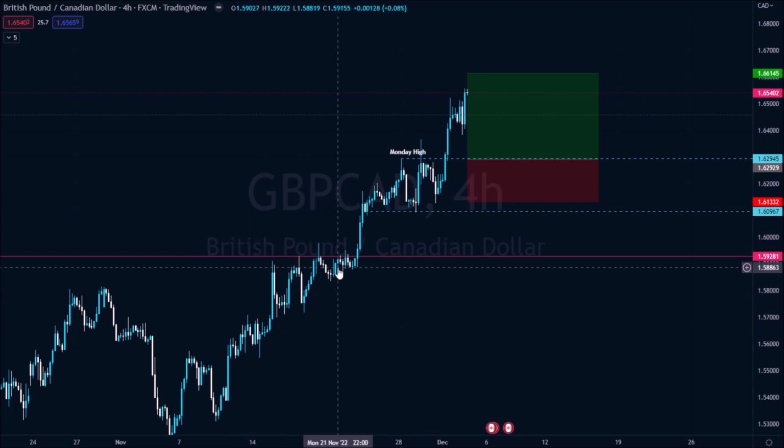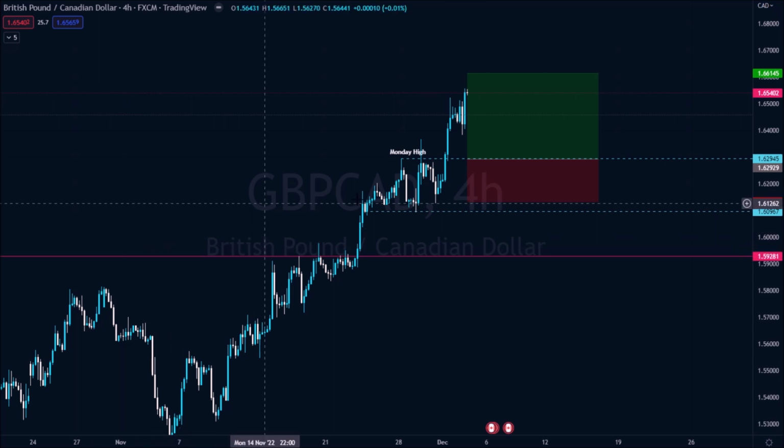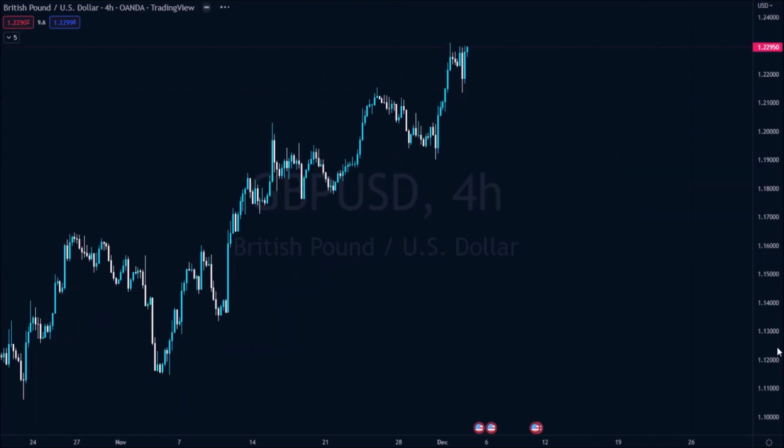Pound seems pretty strong. CAD pairs looking pretty weak, and yeah, we're just trying to pair up the strongest pairs with the weakest, and I do like pound CAD to the upside. We'll see how it opens and we'll monitor it throughout the week, but I do like pound CAD to the upside.